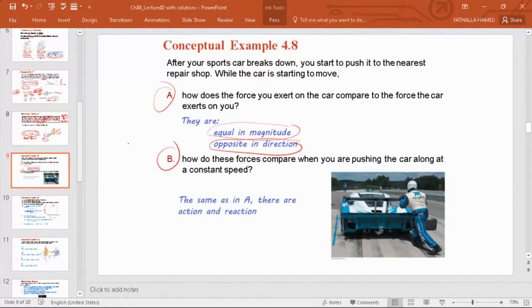In B here, how do these forces compare when you are pushing the car along with constant speed?